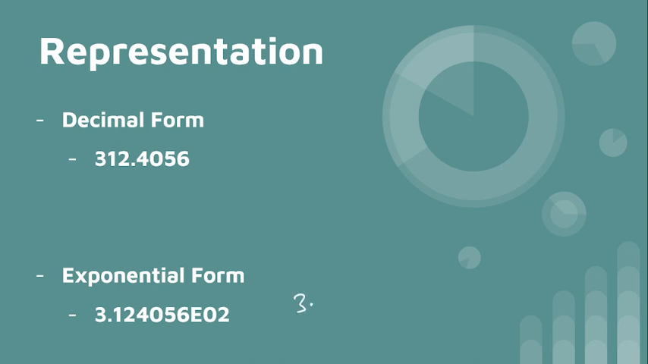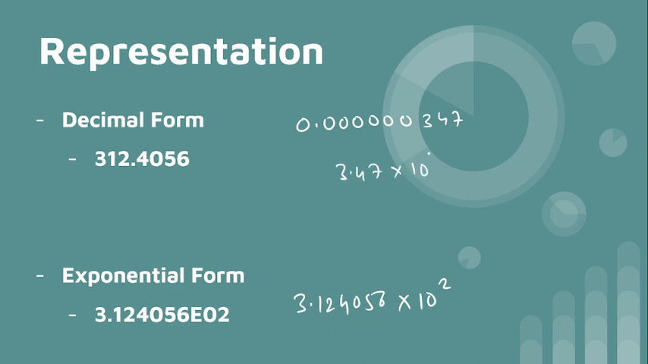So this is 3.124056 into 10 raised to 2, which if you multiply actually will be 312.4056. Okay, it could be even a smaller value also. So I can have 0.0000000347. This is nothing but, if you count 1, 2, 3, 4, 5, 6, 7, so 3.47 into 10 raised to minus 7, which we cannot write like that. So how do we write it is 3.47e-7. This e could be capital E or small e.